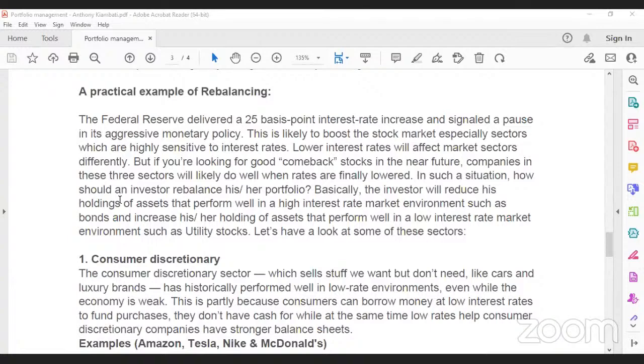So in such a situation, the investor will reduce his holdings of assets that perform well in a high interest rate market environment, such as bonds, and increase his or her holdings in assets that perform well in a low interest rate market environment, such as utility stocks. So let's have a look at some of these sectors.